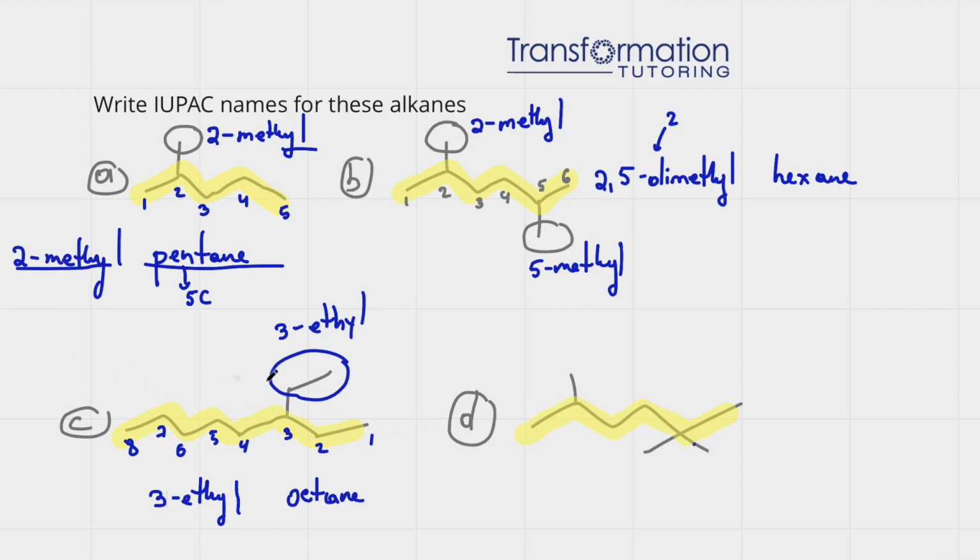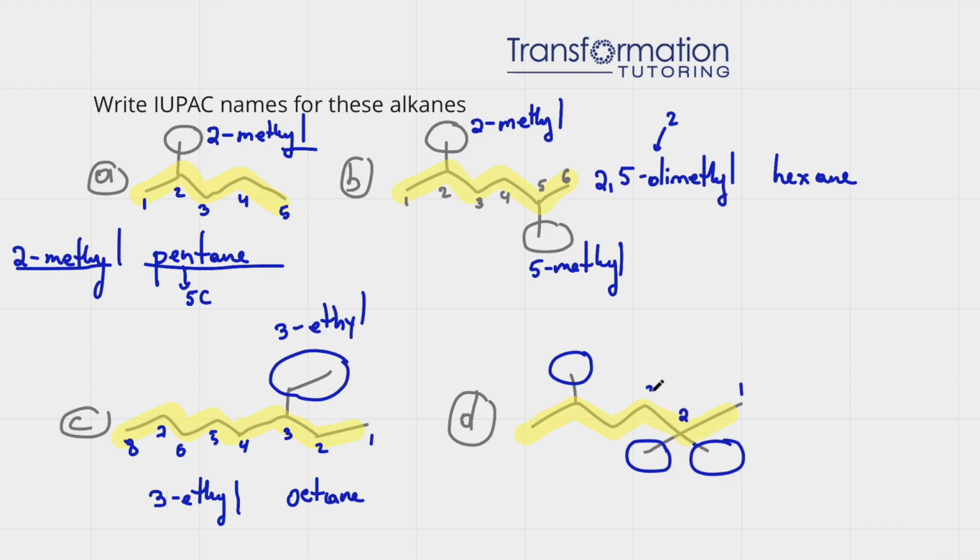And what we do next is we're going to number from the end closest to the first substituent. Now in this case, on the left, I have 1 methyl group on the second carbon. From the right, I would have 2 methyl groups on the second carbon. So what is better? This is better because more of my groups get the lowest number. So I'm going to start numbering from the right.